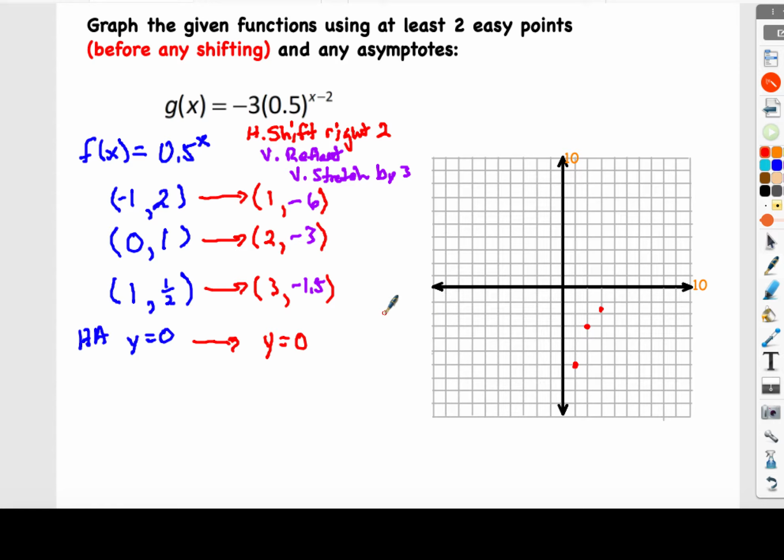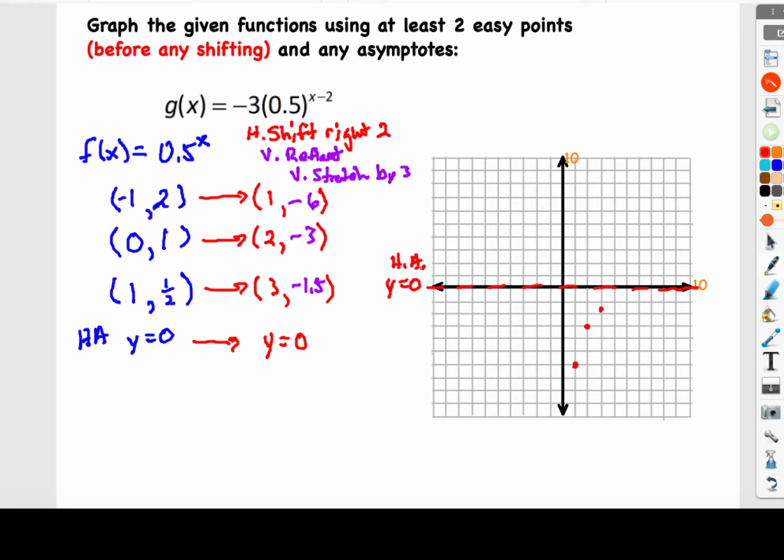And that's really what you want to watch out for. If we had a shift up or down, that would move that horizontal line, right? But for us right now, we're just going to go ahead and leave that right on the x-axis, right? We've got that horizontal line at y equals 0. I always like to label the horizontal asymptote there.